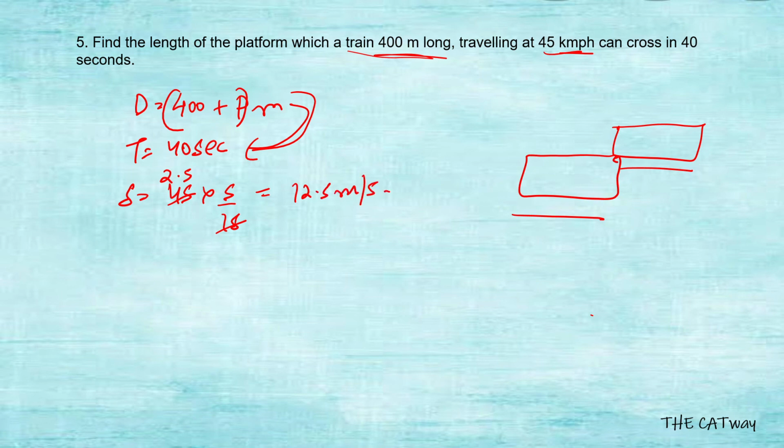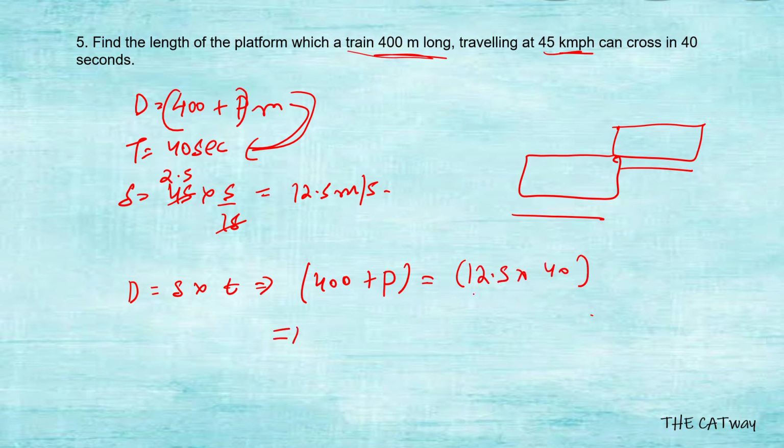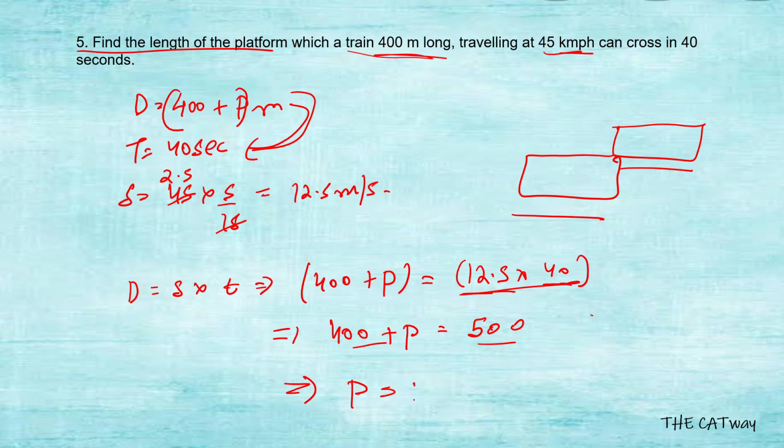Now put it in the formula. Distance is equal to speed into time. So 400 plus P will be equal to 12.5 into 40. Now we know 12.5 into 4 is 50, so this will total 500. So 400 plus P is equal to 500. That means the length of P, which was asked, the length of the platform, will be equal to 500 minus 400, that is 100. So this will be the correct answer for this question.